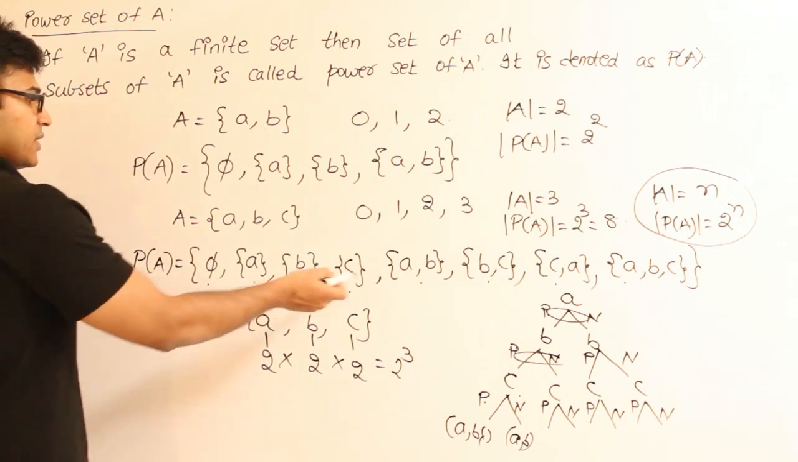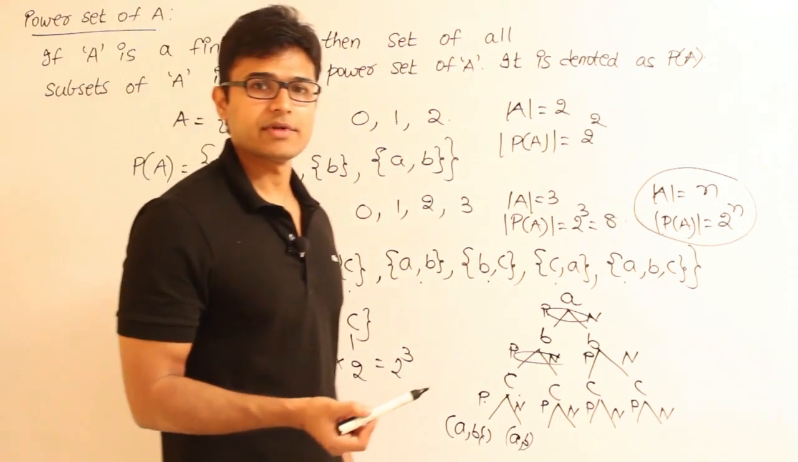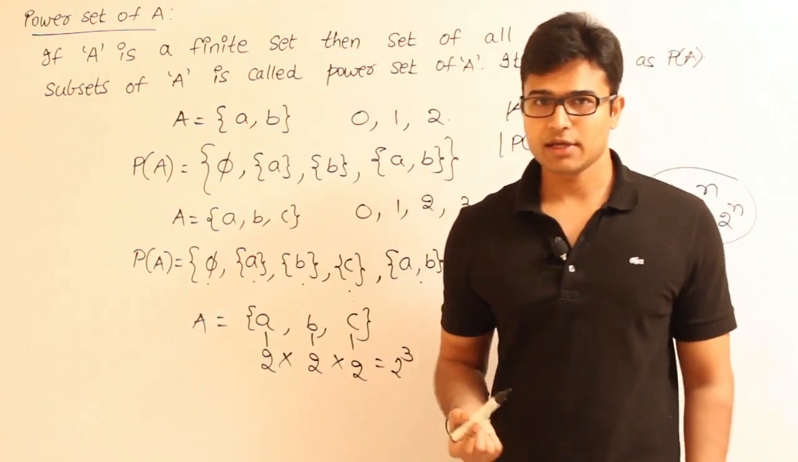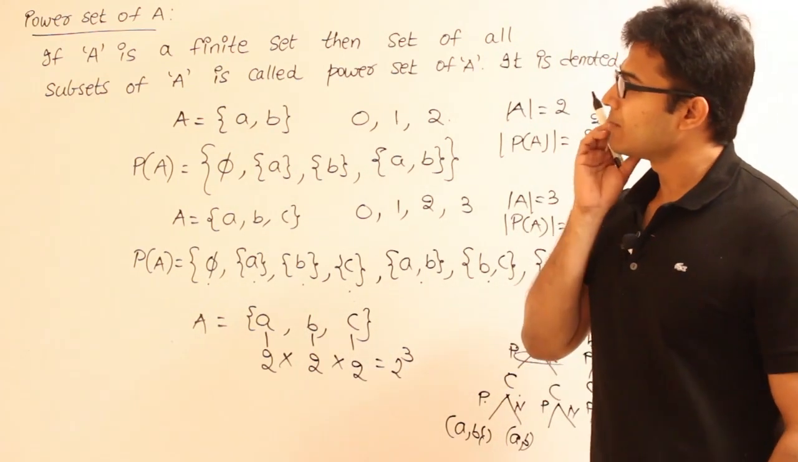In general, if you have n elements, then each element can be present in a subset or it cannot be present in a subset. Then we are going to get 2 into 2 into 2 and so on, n times. Then we are going to get 2 power n. Okay, that is all about the power set.